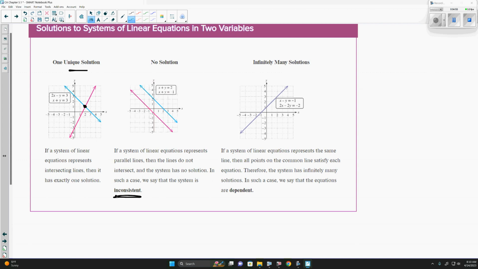And if a system of linear equations represents the same line, then all points on the common line satisfy each equation. Therefore, the system has infinitely many solutions. In such case, we say the equations are dependent on each other.